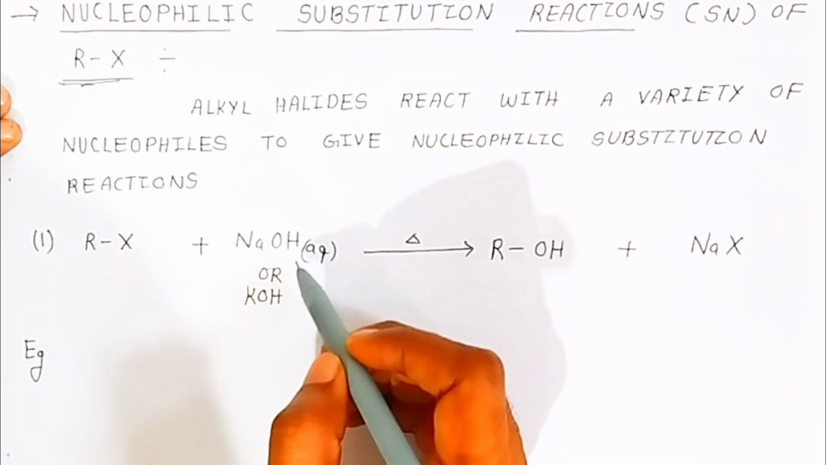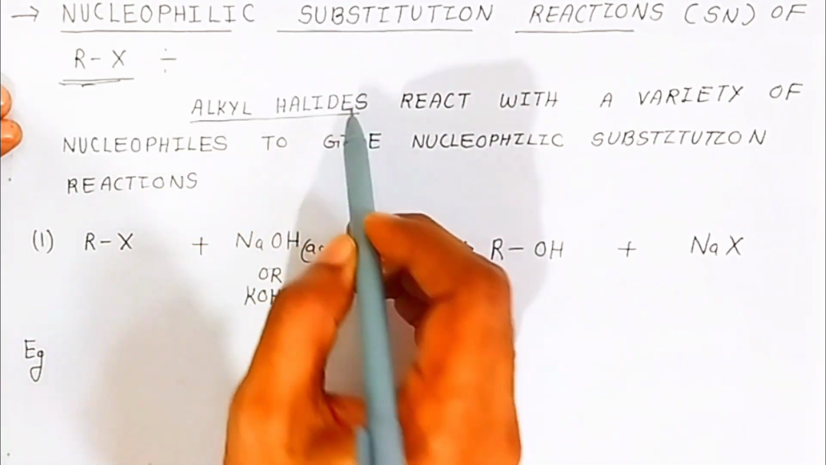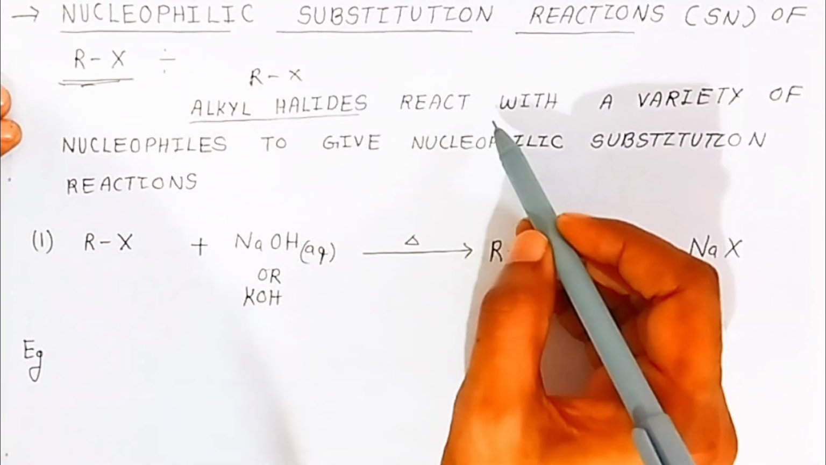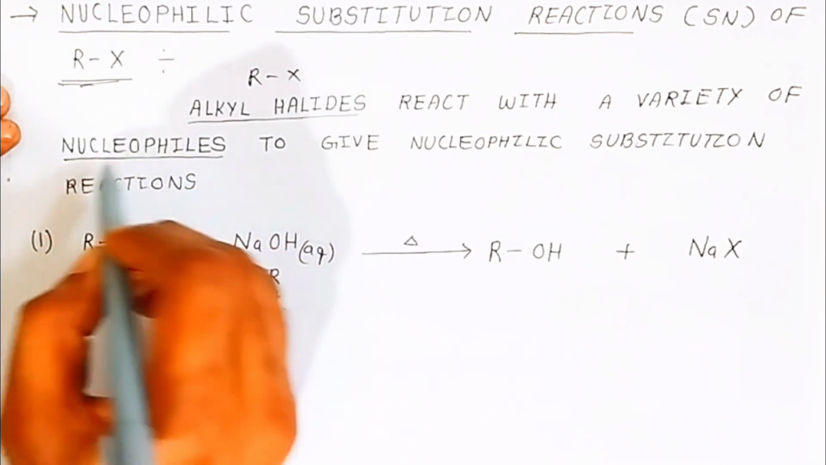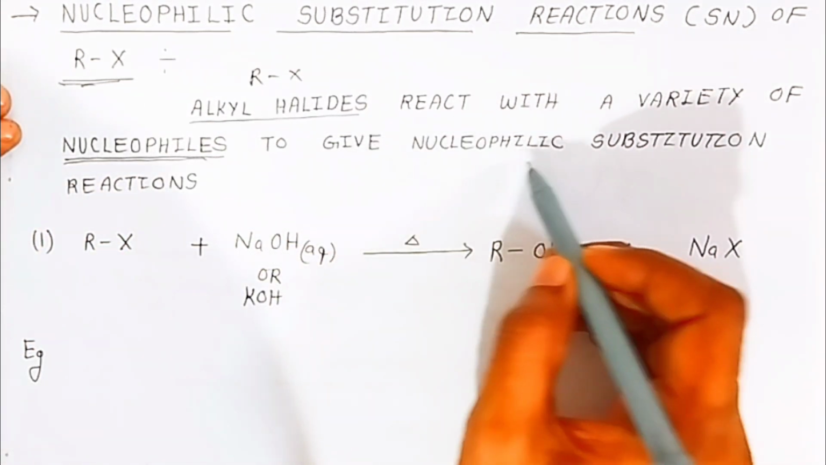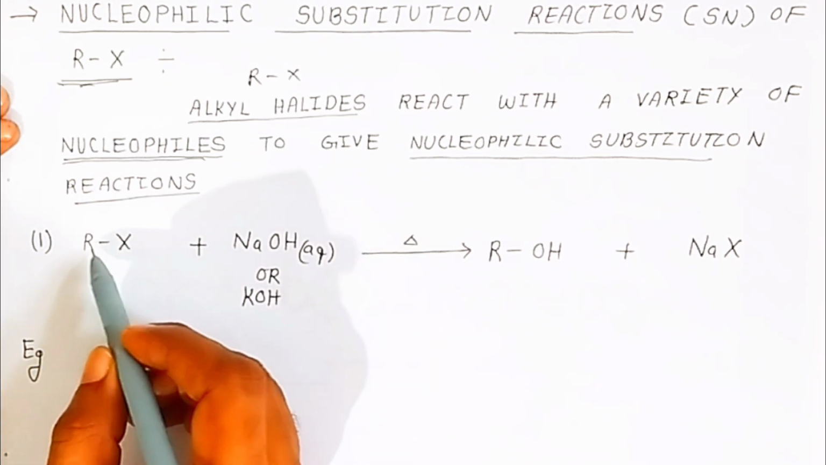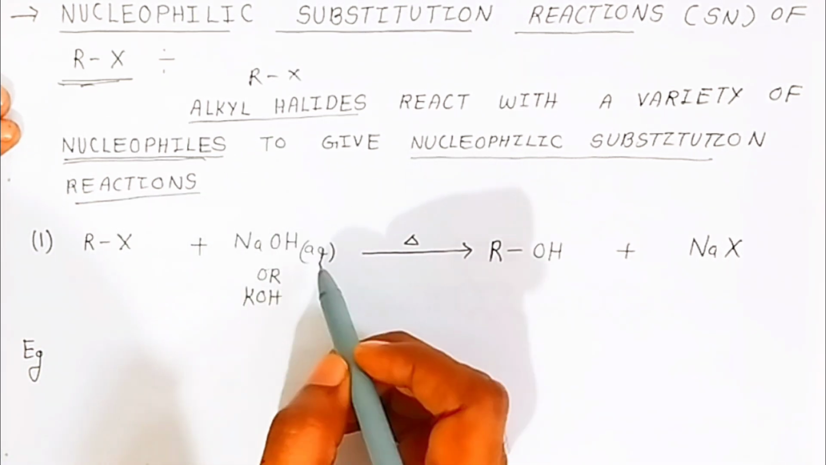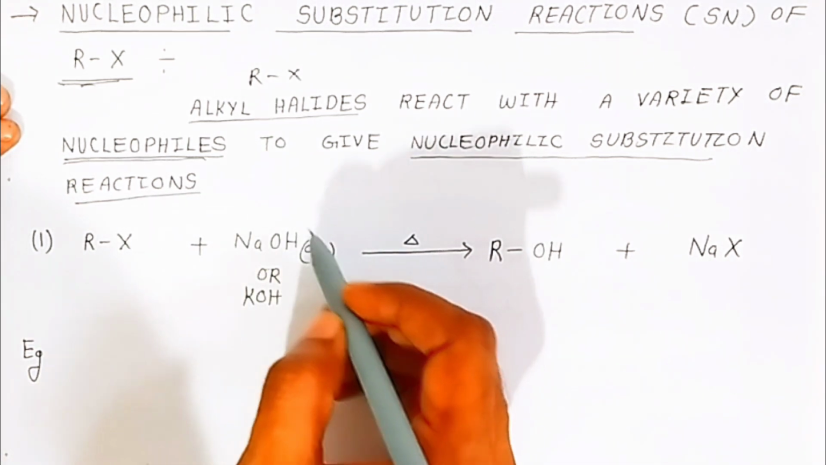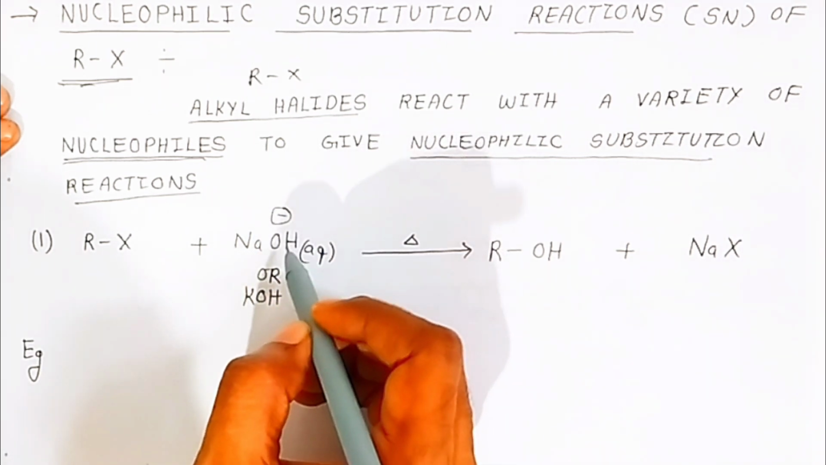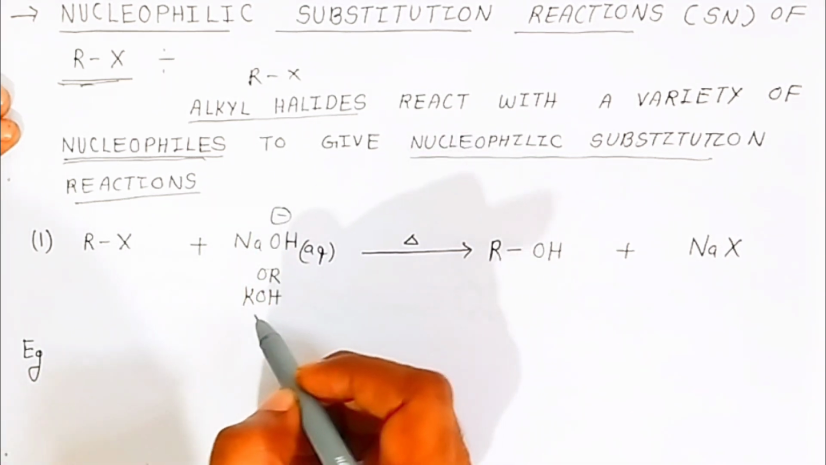So nucleophile students, OH minus. So alkyl halide students, we are going to represent as RX. Alkyl halide reacts with a variety of nucleophiles. Now we have so many types of nucleophiles to give nucleophilic substitution reaction. Understanding students? So students, in general now we are going to do here the alkyl halide when reacted with NaOH. Now here NaOH students, when you see, this will be negatively charged hydroxyl. So this hydroxyl, instead of NaOH you can also take KOH.